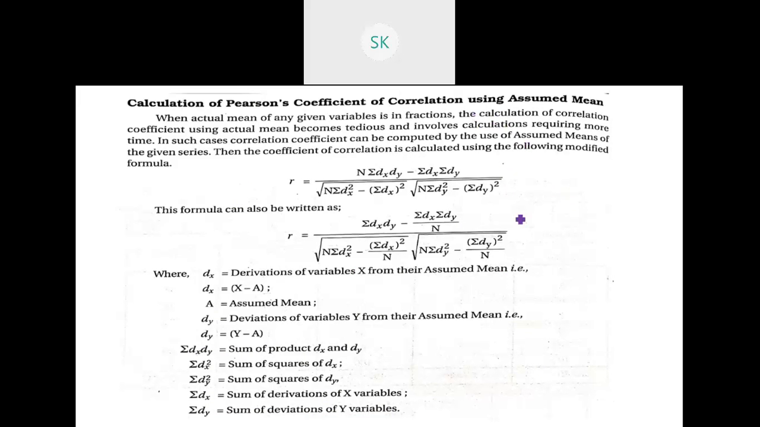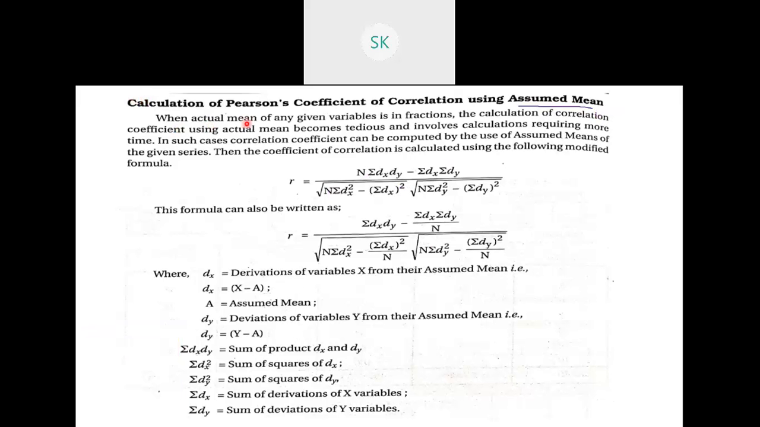The next concept is calculation of correlation coefficient using assumed mean. We are going to use assumed mean instead of calculating the arithmetic mean all the time. For this you have a little formula. The formula looks complicated, but it is not. It is easy to analyze and understand, and the method of solving remains the same. It just looks complicated because of the notations like x, y square and so on. So let's understand the concept and then we will go for the problem.